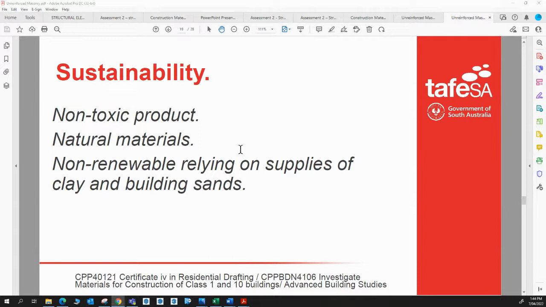But these natural materials are non-renewable, and they rely on supplies of clay and building sands. On the face of it, it appears there's way too much clay and way too much sand everywhere. We're not really at risk of ever running out. But the higher quality products required, like good quality clay for producing bricks, you're not going to dig a hole and find everywhere. It is a limited resource, and so are your decent quality sands as well.